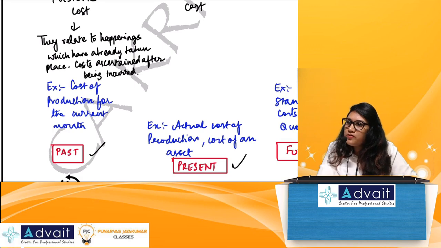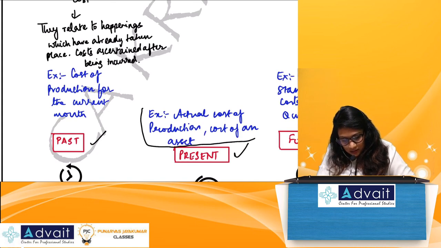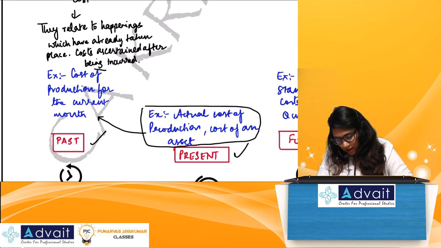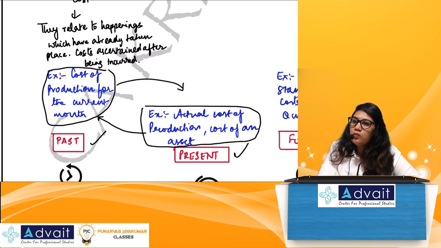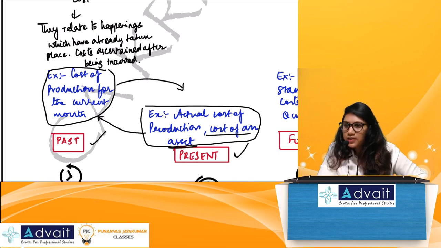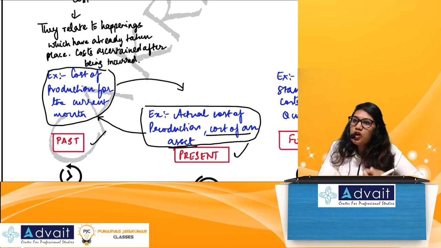Guys, examples of such costs. There's a small mistake here. This should come here and this should come here. So I would want you to give that arrow. So see here, cost of an asset. You get to know the actual cost of the asset only after you have purchased it. Correct? So historical cost. Actual cost of production.